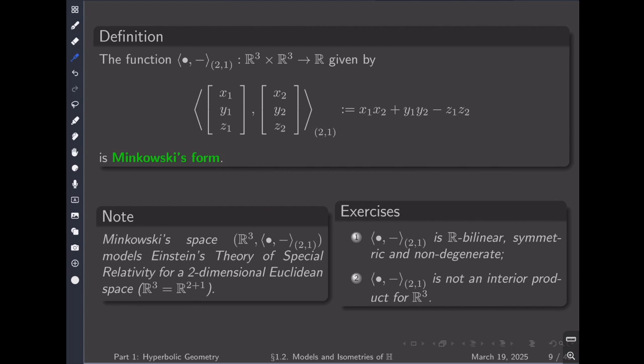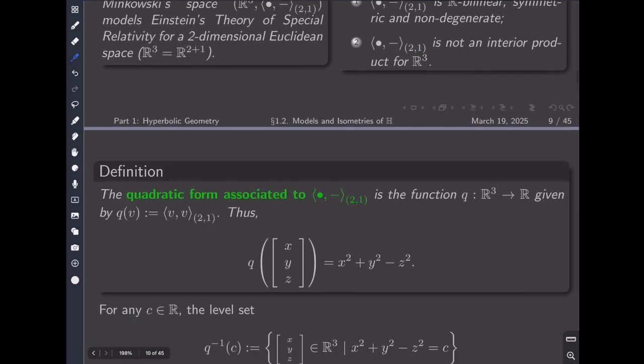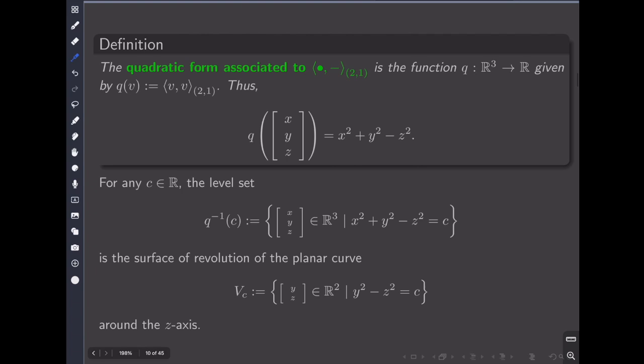Okay, so it's not an interior product on R3, but we will see that it's actually not that bad. Now, being a bilinear form, a bilinear function, it has an associated quadratic form, which is the function defined on each vector by just pairing it with itself.